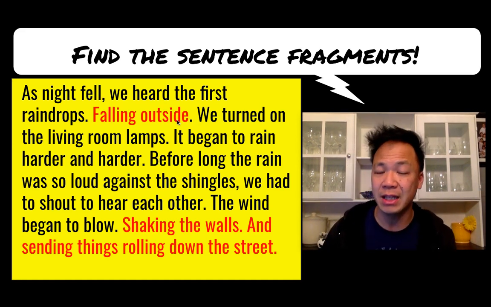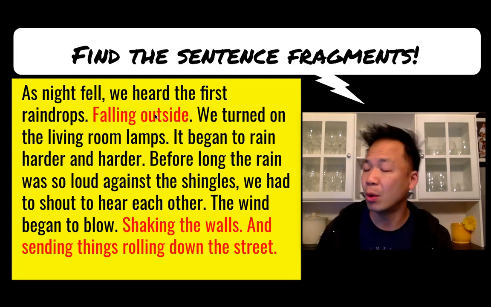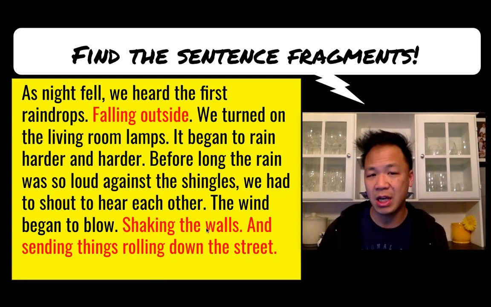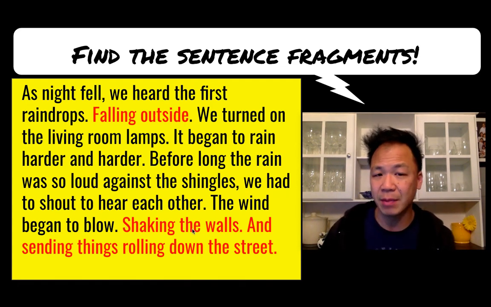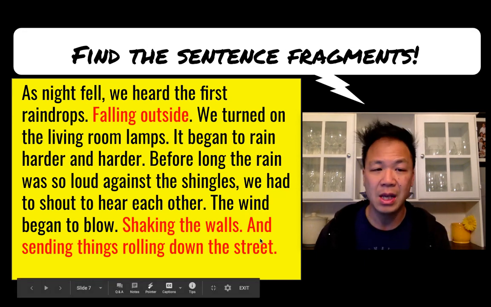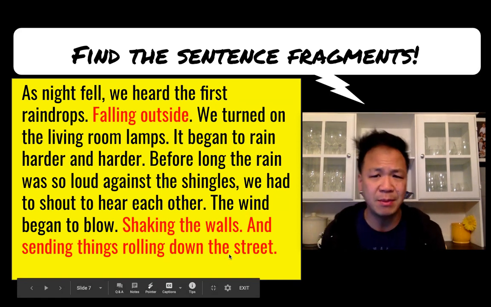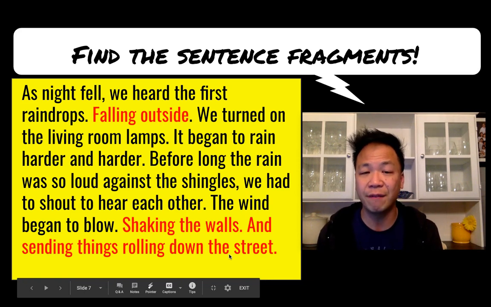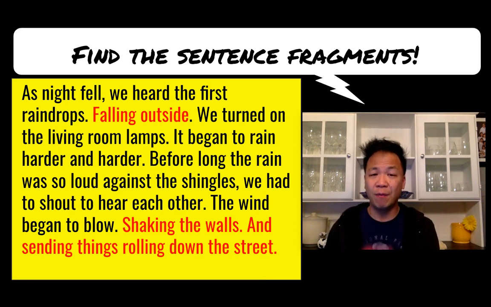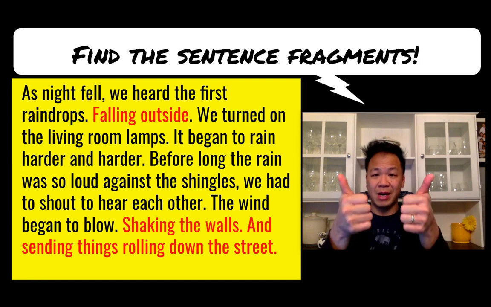Falling outside is a predicate. Something's happening, but we don't know what's happening. Shaking the walls, the same thing. Something is doing something, shaking the walls, but we don't know what is shaking the walls. And sending things rolling down the street. Again, what is sending things rolling down the street? These are three predicates missing subjects, and so they are technically fragments. So now, hopefully, if you got them right, good for you, congratulations.